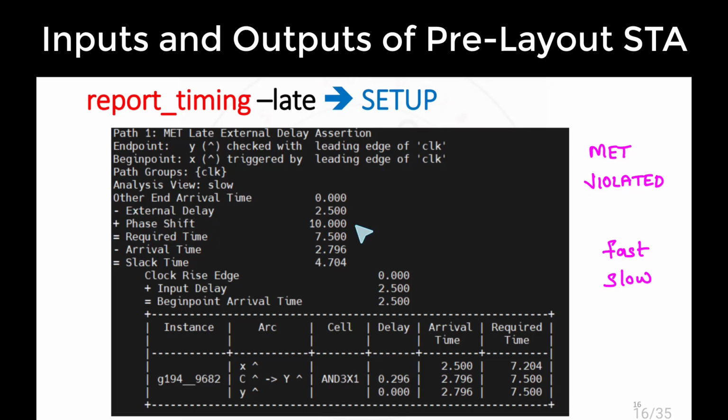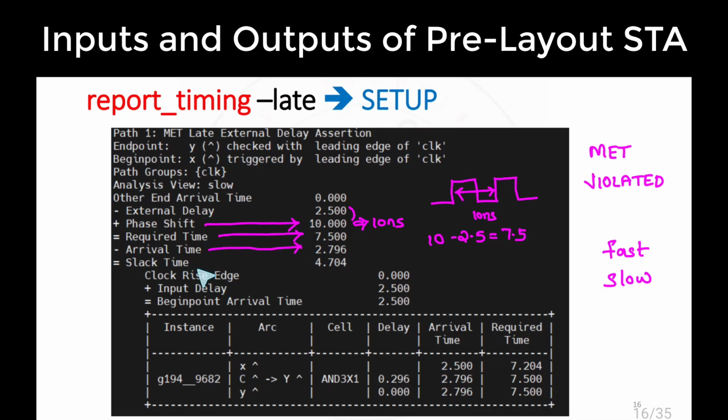So here phase shift means 10 nanoseconds. Generally, if you take a clock time period, here the time period is 10 nanoseconds. So this phase shift is 10 nanoseconds and required time is 7.5. This required time we are getting is nothing but the difference between these two, that is 10 minus 2.5, which gives 7.5. And arrival time, this is the value. In order to calculate slack, simply take the difference between required time and arrival time. So if you take the difference between these two, you will get this value.